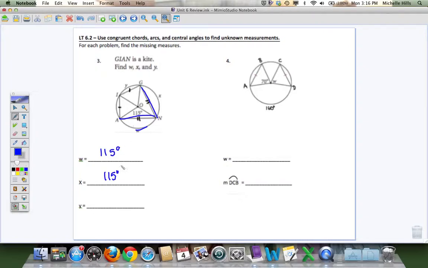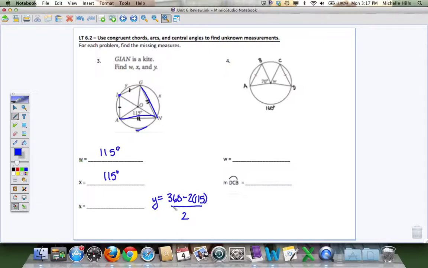So then to find Y, this whole arc from A through I to G would have to be the 360 minus the two 115 degree arcs that I just found. But then it's only half of that. So divided by 2. Here's what I'm doing.